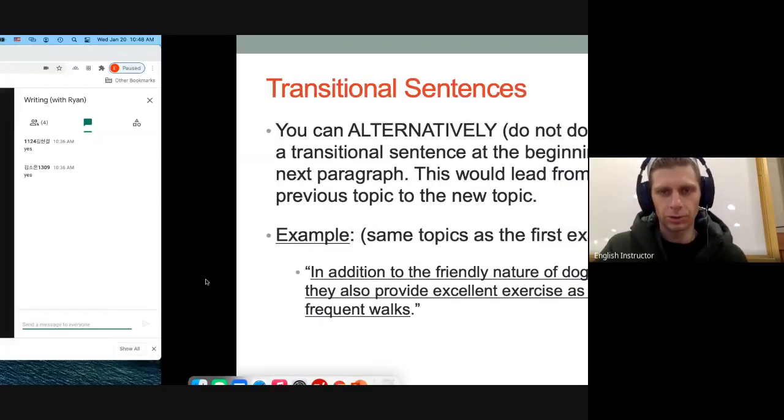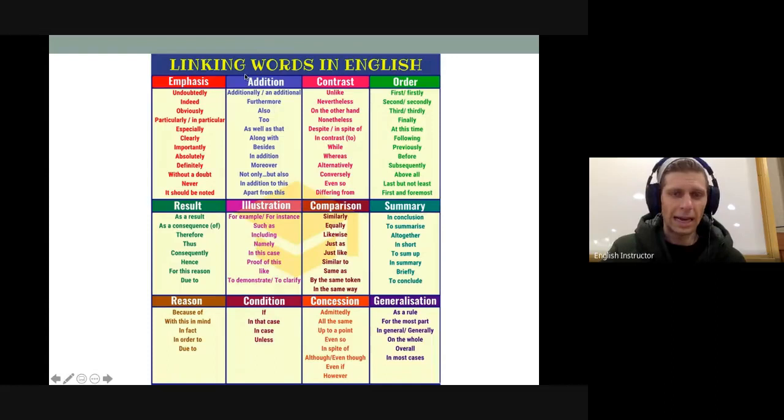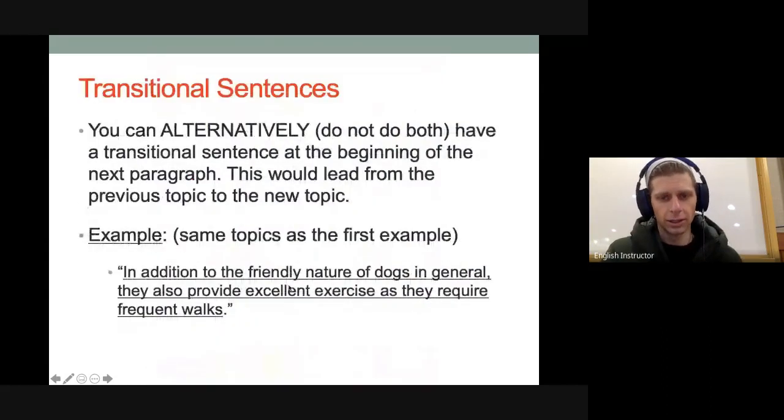So, here we're using, why do I keep doing that? In addition, which would probably go in here. So we're adding on another point, right? Instead of saying second, we could also say second. Second, the friendly nature of dogs in general provides excellent exercise as they require frequent walks. We're showing the reader that we had one topic, that was argument one, but here's argument two. So adding on, here's another reason why dogs are superior.